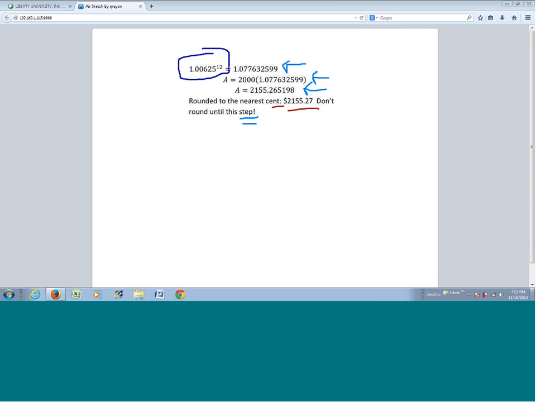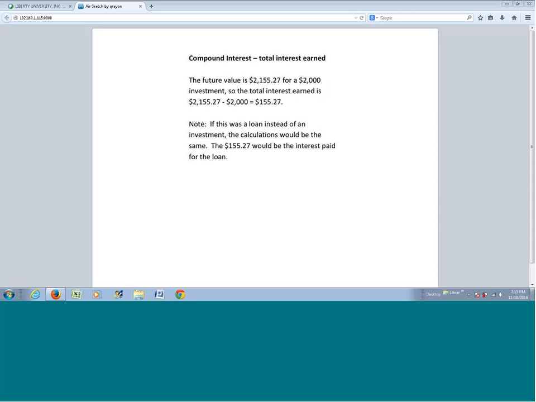Now, that would be how much you would have after the investment of $2,000 after 3 years. So the question next is, what is the total interest earned for this investment after the 3 years have passed? Well, you have $2,155.27, but you started off with $2,000, so you just subtract them, and you see that it's $155.27 that was earned in this investment.